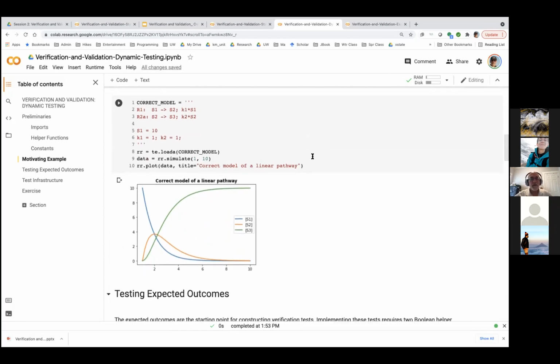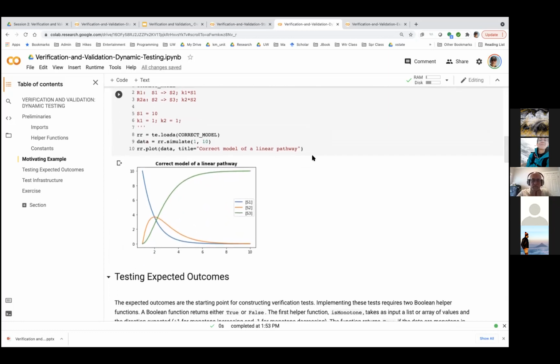So at this point, for this model, we have an example of an error that we could have made. That type of typographical error is very easy to make. And for a 3 species linear pathway with mass action kinetics, you'll find it right away. But throw in 10 species and 20 reactions, and you've got enzyme kinetics and more complex feedbacks.